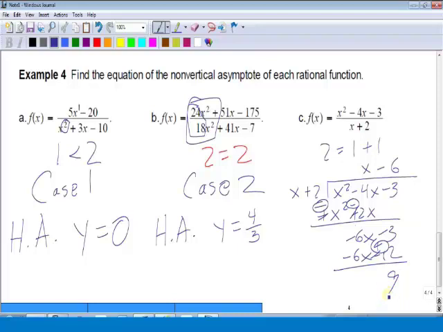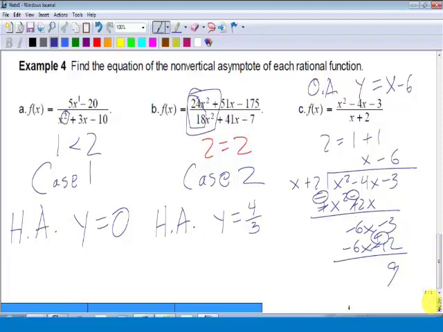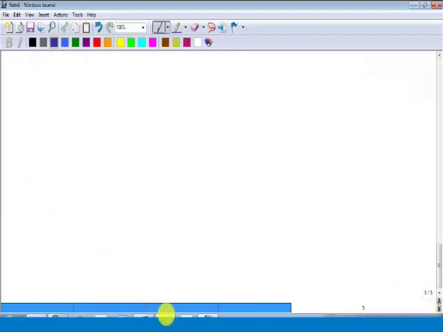Slanted one. Oblique asymptote. For the oblique asymptote, you can say OA, but be sure to say y equals. Whether or not you put OA doesn't matter, but you must put y equals x minus 6. For large values of x, it approaches a slanted line where the y coordinates are 6 less than the corresponding x coordinates. So there are two types of horizontal and one oblique. It could be the x-axis, it could be a line that's parallel to the x-axis, or it could be a slanted line. These are the three types of non-vertical asymptotes.